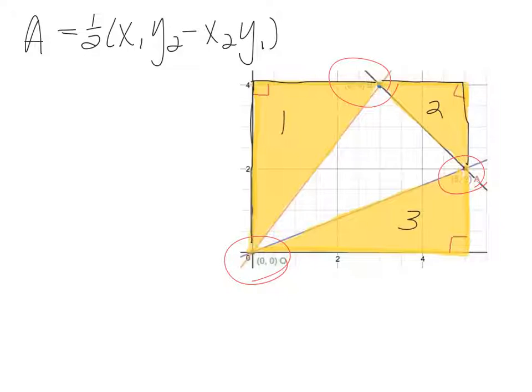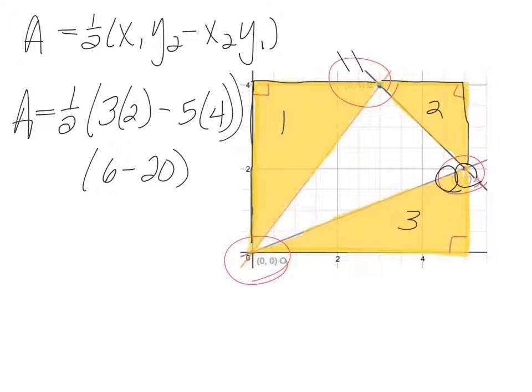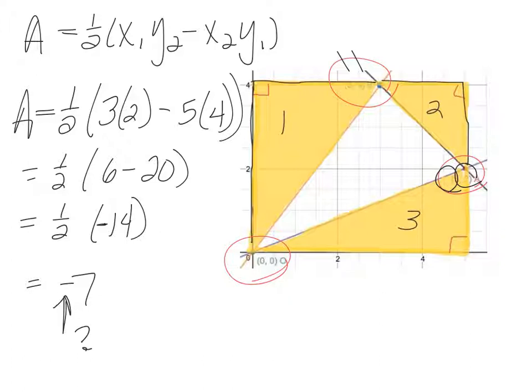I'm going to go ahead and grab some points and try the math. I haven't done this yet. So I have x1, which is 3, times y2, which is 2, minus x2, 5, times y1, 4. So this right here is 6 minus 20, which is negative 14, which gives me a negative 7. Negative.